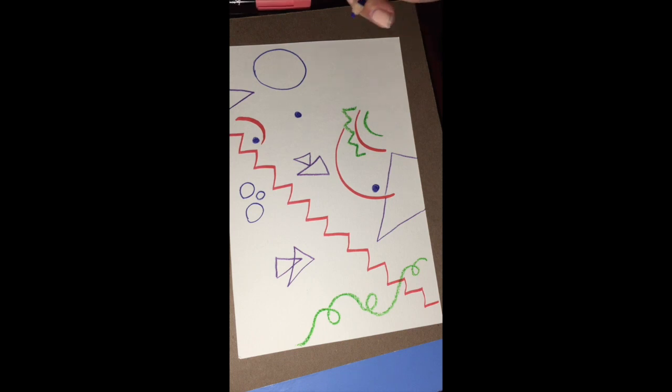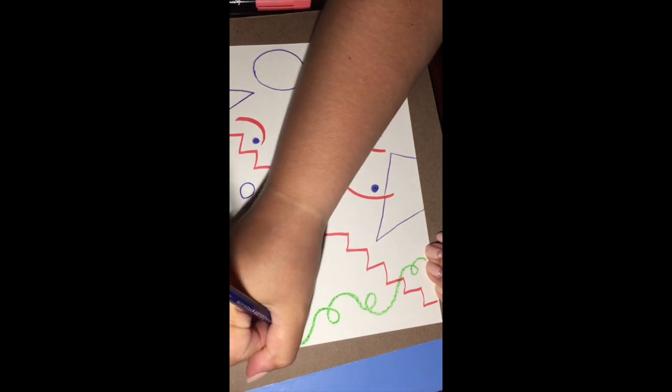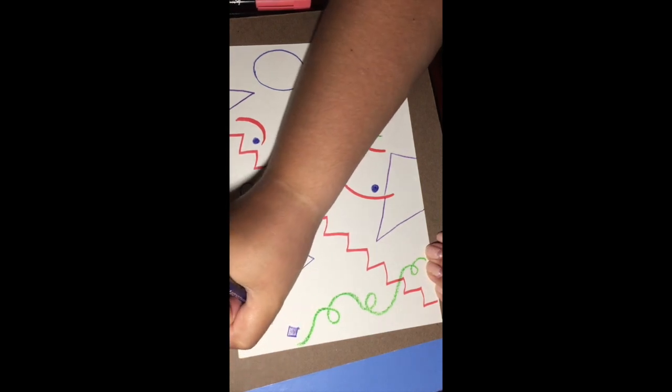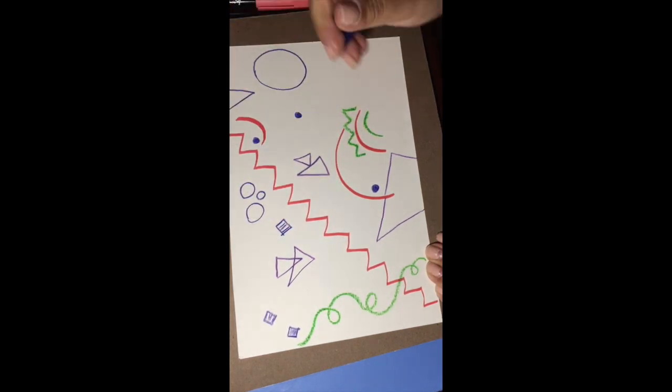The last shape I'm going to add is going to be some squares, and I'm going to color some of these in. But remember, you can add any shapes you want. Stars, diamonds, hearts, semicircles, anything.